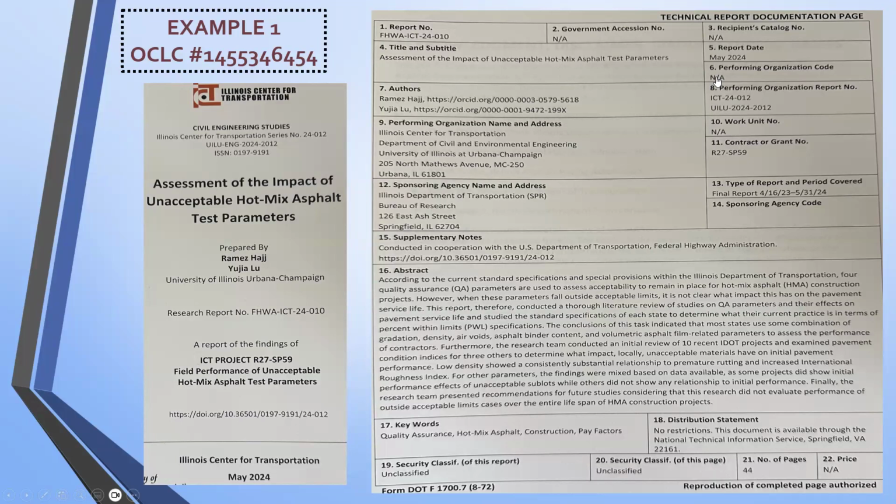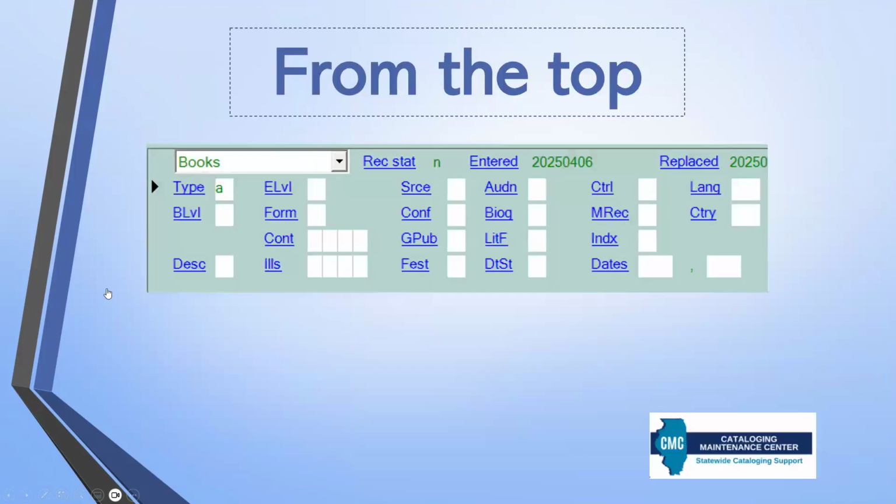I also flip through the document to see if they've got charts, color charts, graphs, photographs, maps, anything that could possibly be in there. All right, from the top, I will go over all the fixed fields for my first example, and then for the rest of the examples, I will point out fixed fields that differ and explain why they are different.